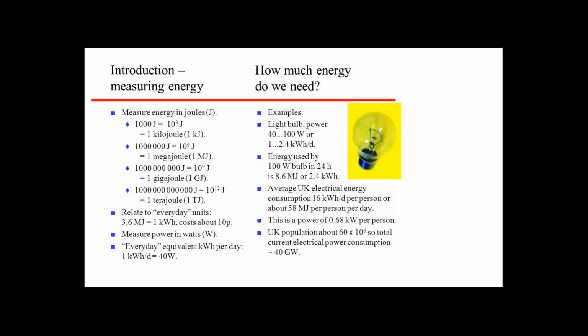Example, a light bulb, quite often we use, can be 40 or 100 watt. And energy used by a 100 watt bulb in 24 hours is 8.6 megajoules, or 2.4 kilowatt hours. And average UK electrical energy consumption is 16 kilowatt hours per person, or 58 megajoules per person per day. So the UK population, for example, is 60 million, basically. So 60 times 10 to the 6, it gives 40 gigawatts.